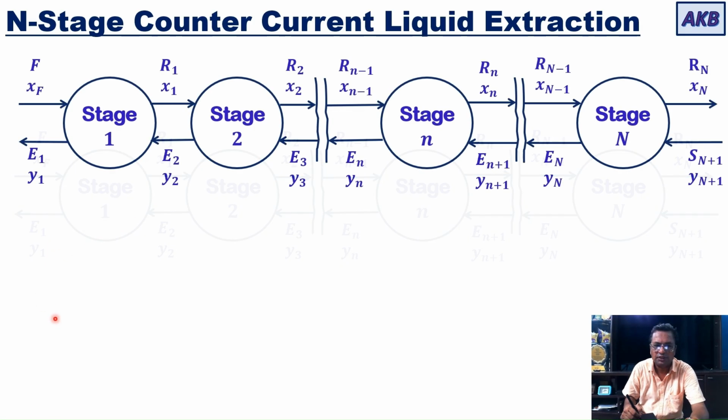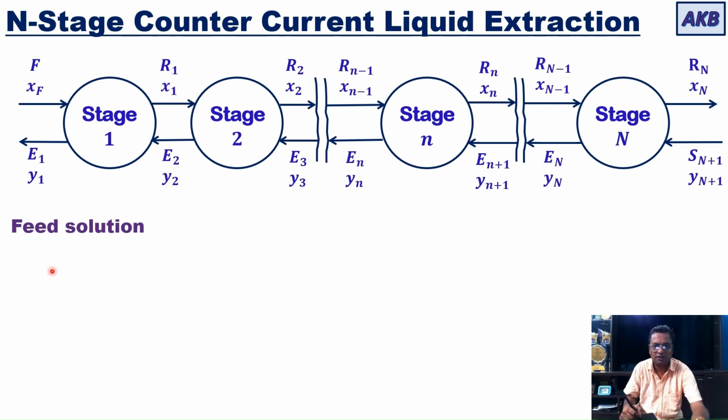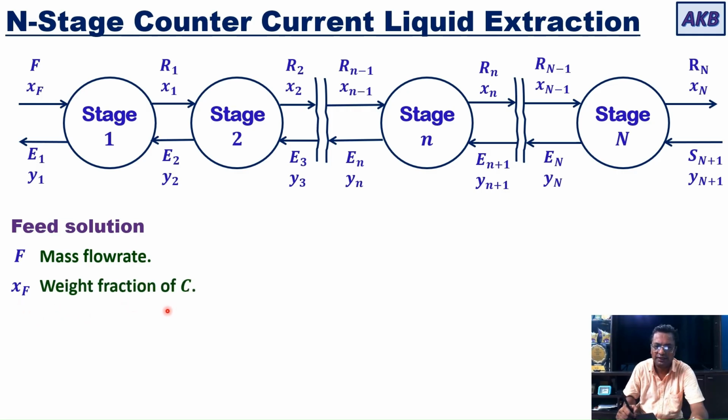Now let's talk about the notations that I have used over here. I have not told you earlier what these notations are. Now let me tell you. Feed solution, in this case F is the mass flow rate. It will be mass flow rate because it is a continuous operation. Then XF is the weight fraction of C in the feed. C is the solute to be recovered.